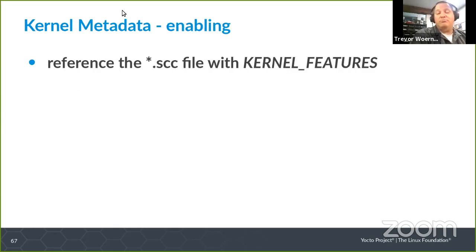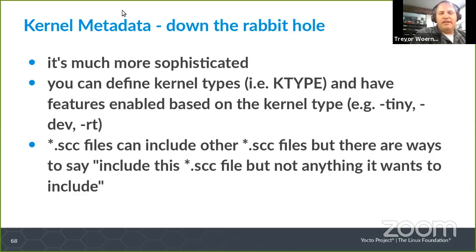And then how do you include them in your actual build? That's what the kernel features option is for. By specifying SCCs with kernel features, it dictates which features get added where, into which builds and which images and whatnot. The whole kernel metadata stuff is actually a lot more complicated than this. There is a Yocto kernel development document that goes into much more detail. This could probably be a talk all on its own. I didn't want to overwhelm.